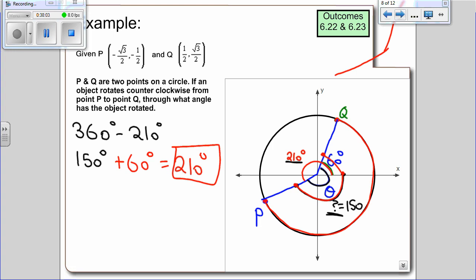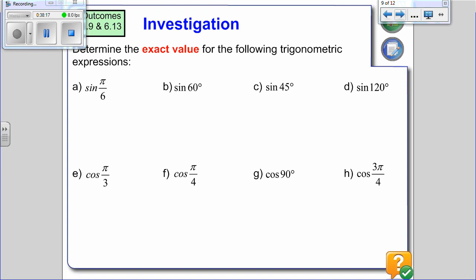Alright, a more common example of what you're going to do is find things called exact values. They're going to start giving you angles and ask, what's sine of this? What's cos of that? We're going to do a few together and see if we can draw some conclusions about what sine and cos tell you. So, sine of pi over 6.